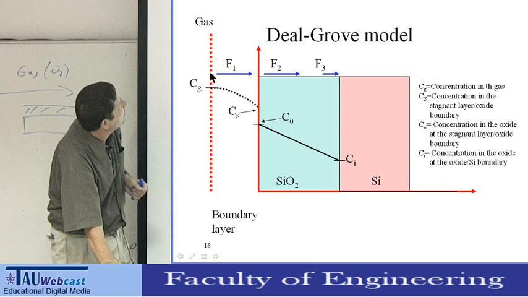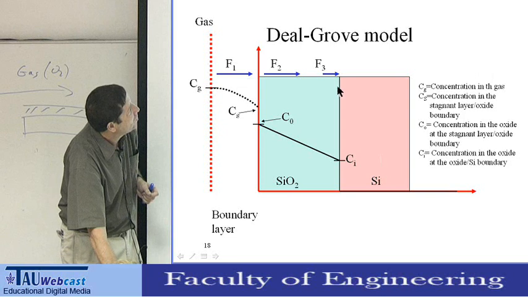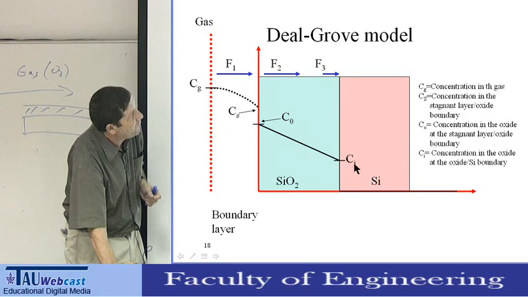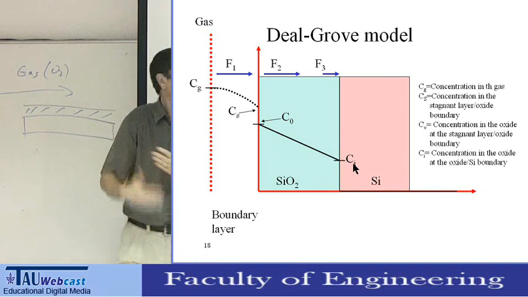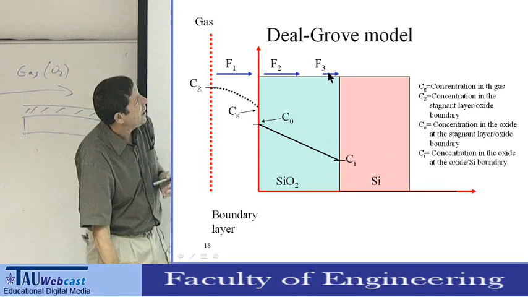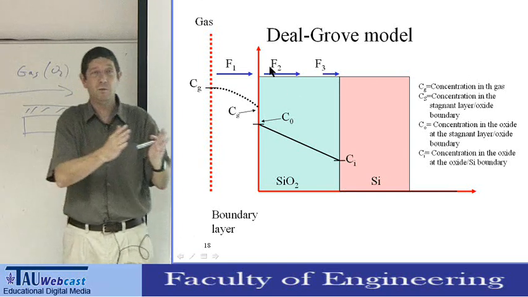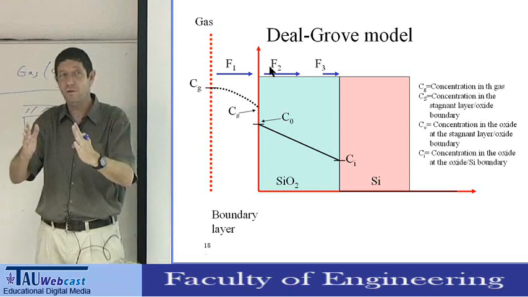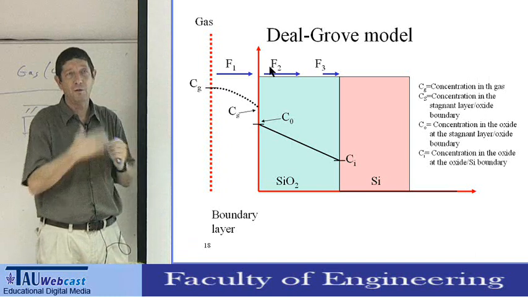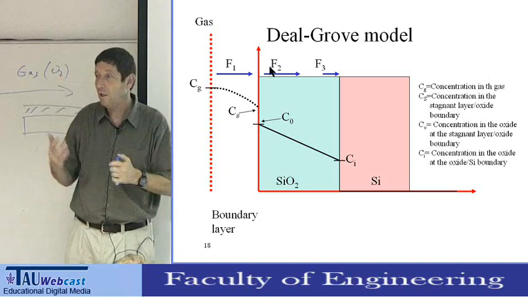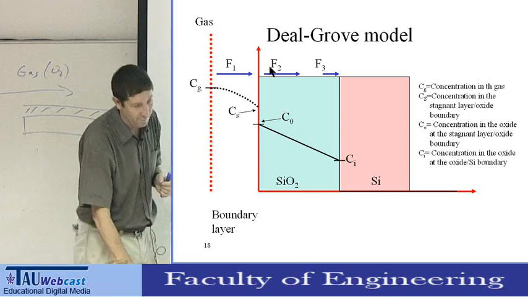Now we have a flux from the gas to the surface, from the surface to the interface, and then we have a flux of atoms actually reacting, F3. F3 is how many atoms are reacting per unit area, per unit time. F2 is how many atoms are moving through the oxide by diffusion. And F1 is how many atoms are moving from the bulk of the gas to the surface. Now, in a steady state, F1 equals F2 equals F3.